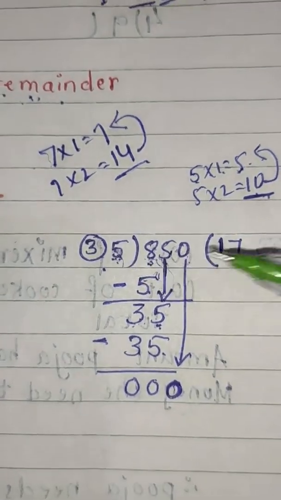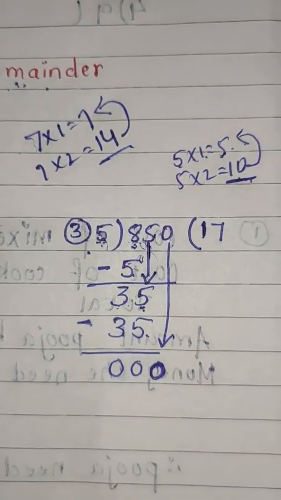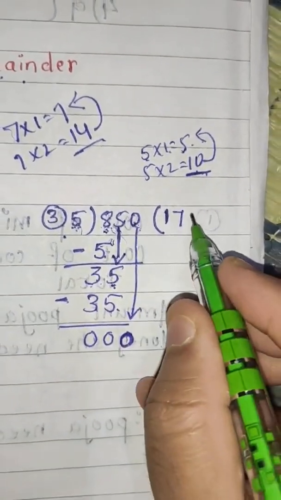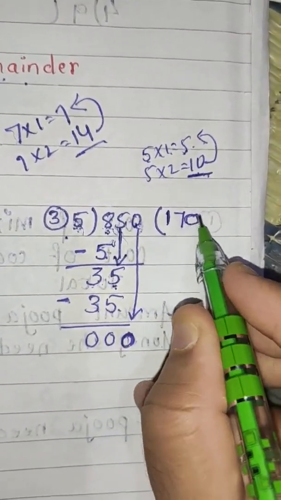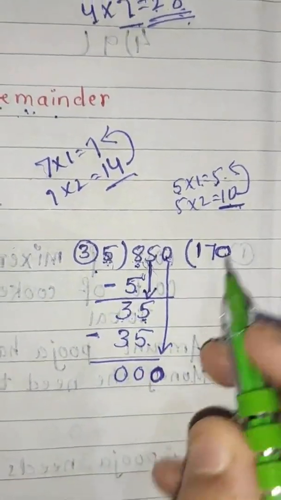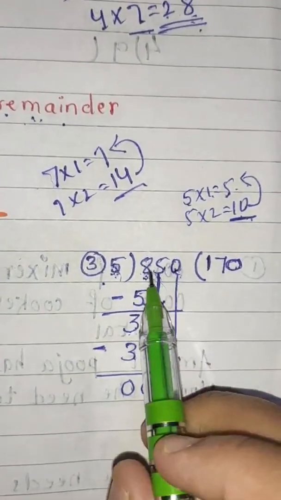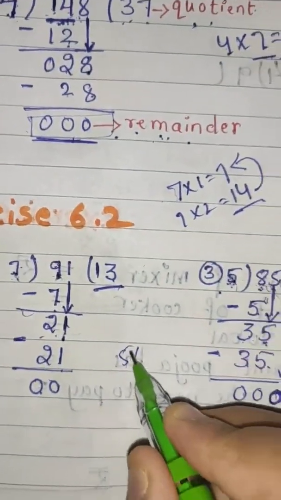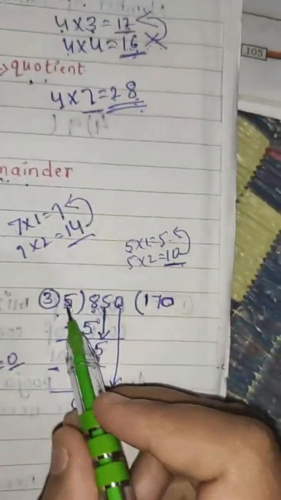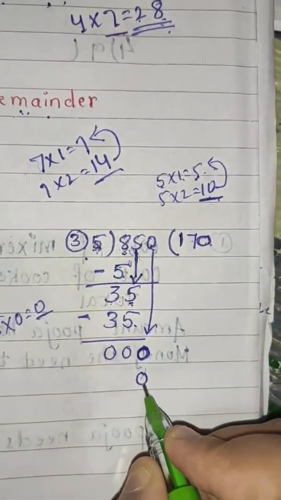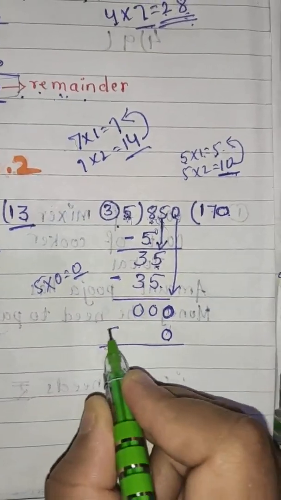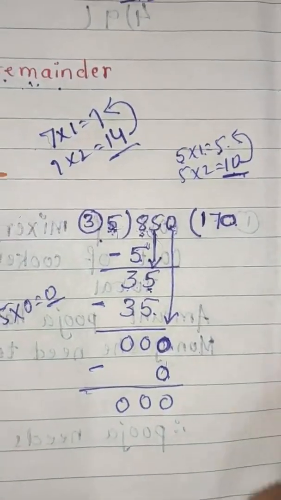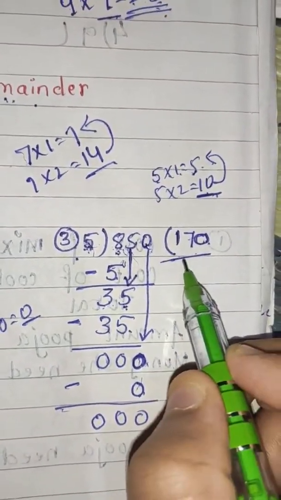Yes, 5 1s are 5. 0 is not there in the 5 table. So in this case, you have to write this 0 directly here. Next, 5 0 0. Yes, as you know the property of multiplication, 5 into 0 is equal to 0. So 5 into 0 is equal to 0. We have to write here. So let's subtract it. 0 minus 0, 0, 0, 0. Understood? So what is the answer here? 170.